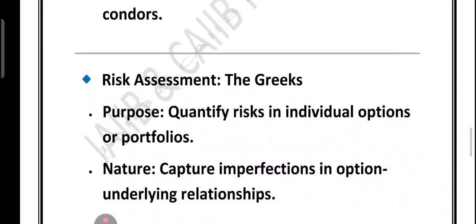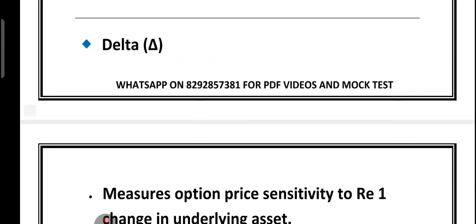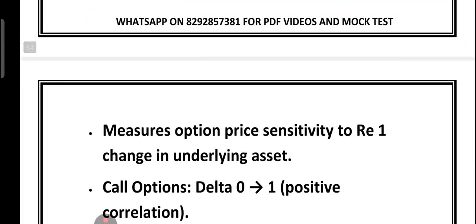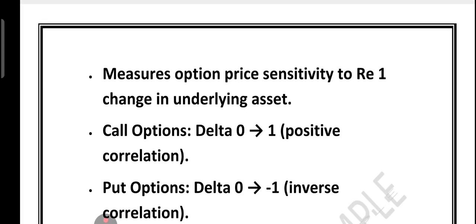Now let's talk about the risk assessment. The Greeks help traders measure risk in an option or portfolio. The Greeks quantify how the option reacts to changes in the underlying asset or other factors. So there is something called delta. Delta shows how much an option price changes for a 1 rupee change in the underlying asset. Suppose there is a 1 rupee change in the underlying asset, how the option price will change is measured by delta.